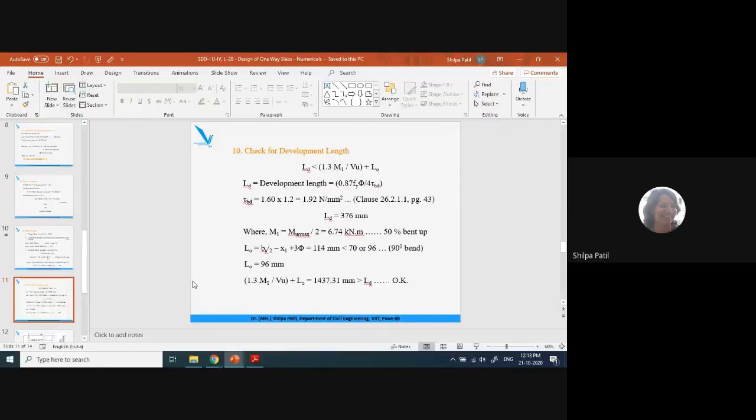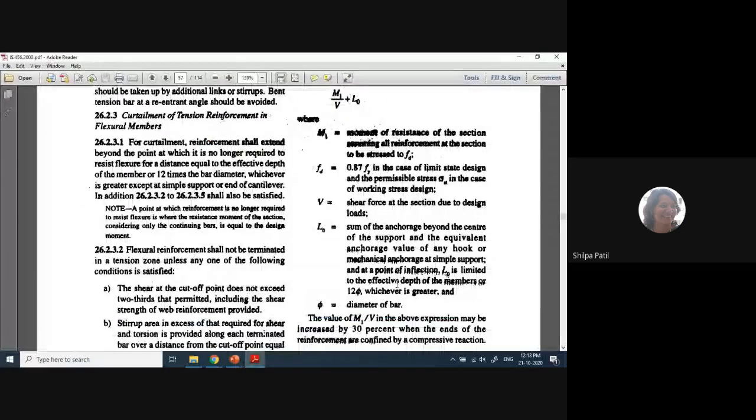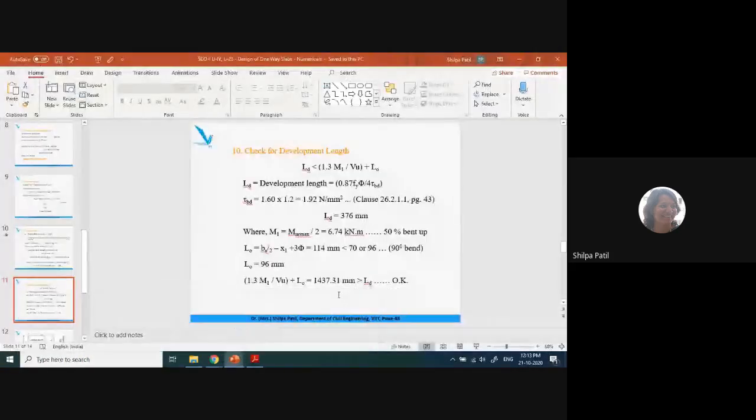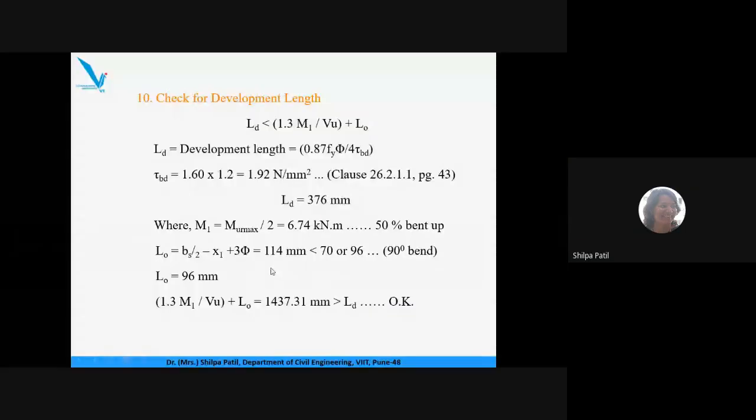Should be less than or should not be greater? What is the criteria? I forgot. It is limited to, which means it should not be greater than 96. And our calculated value is coming as 114 mm. It is exceeding 96, so L0 should be used in the calculation equal to 96 mm. Is it clear to everybody? L0 we have calculated as 114, but according to the limitation, we have adopted 96. So put this value of 96 here.